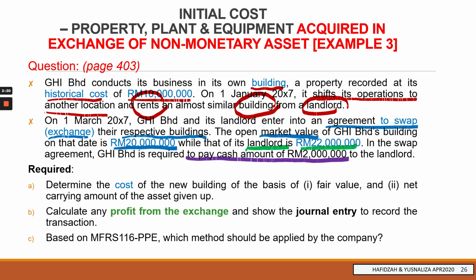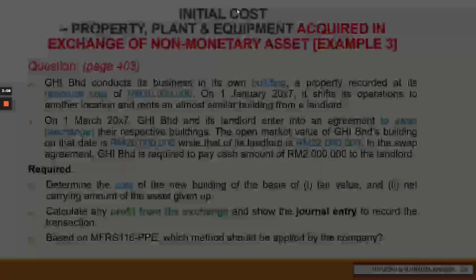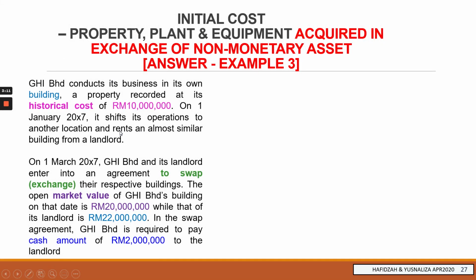So you have to determine the cost of the new building, meaning the building that is now being swapped, given to GHI by the landlord. You have to determine this on the basis of fair value and also on the basis of the net carrying amount of the asset given up. Remember, there are two bases as we discussed earlier. Also calculate any profit from the exchange, together with the journal entry, and decide which method should be applied by the company. So let's look at what we have here. This is the question that I pasted here to make things easier to calculate.